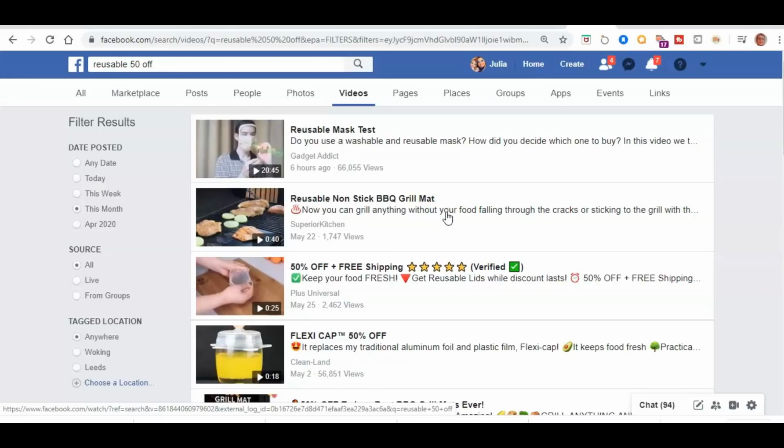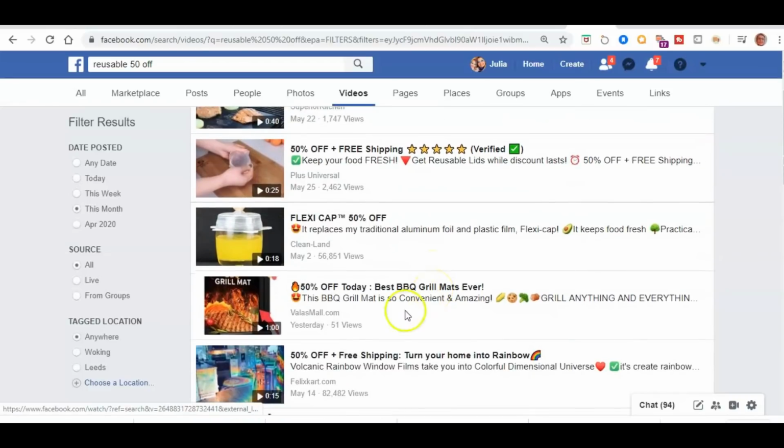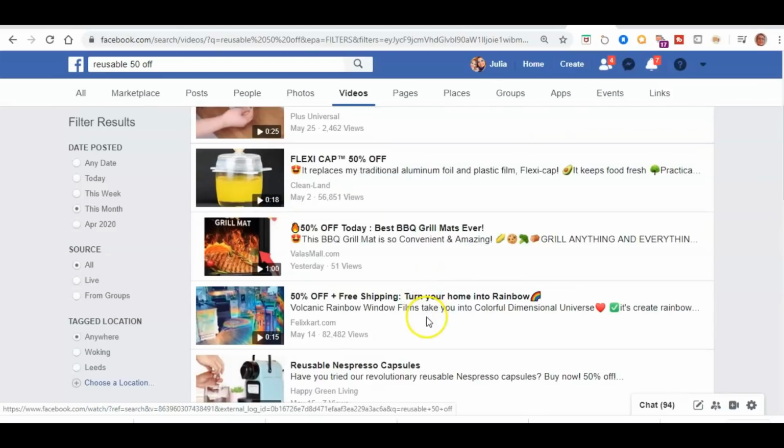Okay. I like this one. That's May 22nd, May 25th. You see this here that says 50% off free shipping. That gives me a bit of a drop shipping feel there, especially where it says free shipping. 50% off, best barbecue grill mats ever.